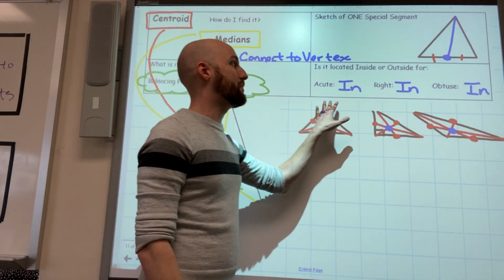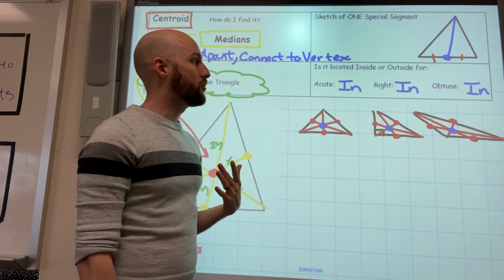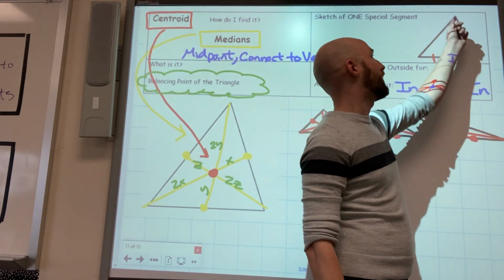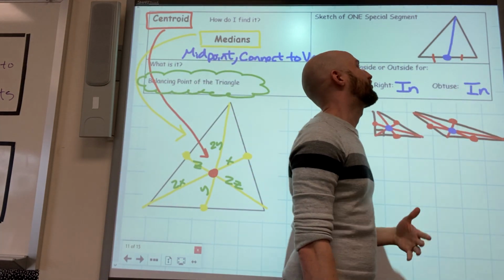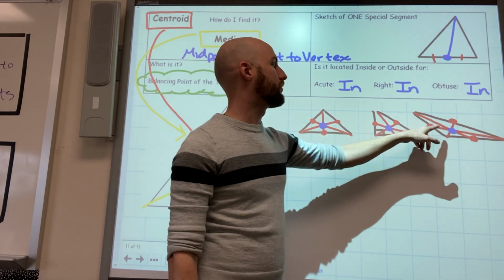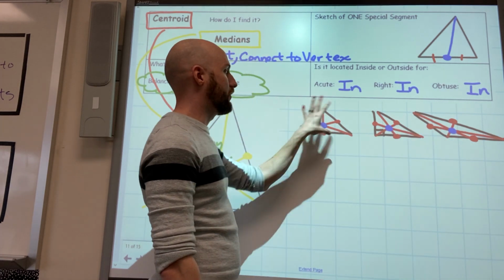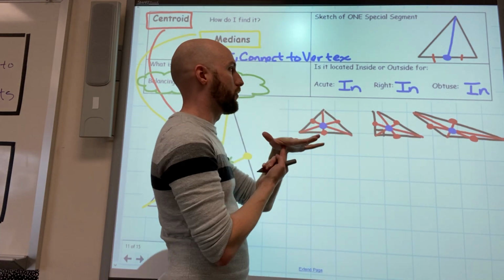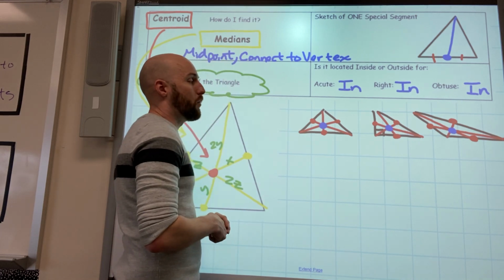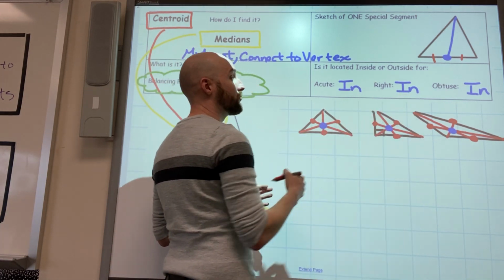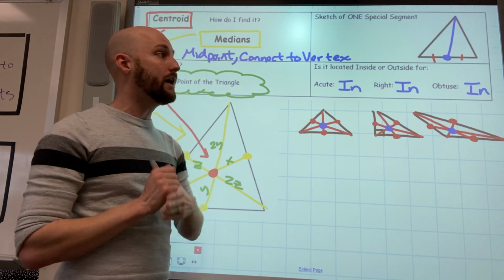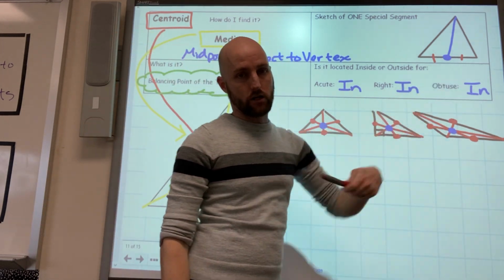This one will always be inside. Again, it has to do with the fact that we're finding the midpoint and connecting it to the corners, so it always ends up landing in the middle somewhere. And for any of these shapes, that would be the balancing point. I also pointed out that the ones that aren't always inside are when they have to use a 90 degree, and this one does not require a 90 degree.